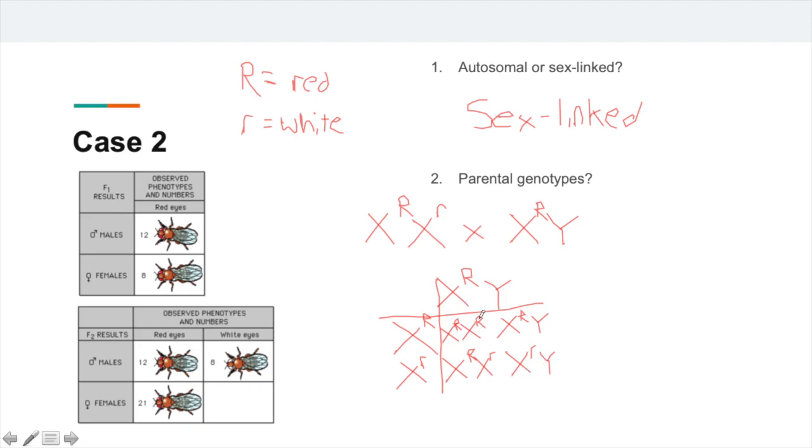So as we can see here, it's impossible for a female in this generation to have white eyes because no matter what, they'll only have one white eye allele at most, and white eye is recessive. Whereas for males, 50% of them, which is pretty accurate here because we have 12 and 8, are going to be white eyes. So the parental genotypes are then consistent with our first hypothesis, just like that.